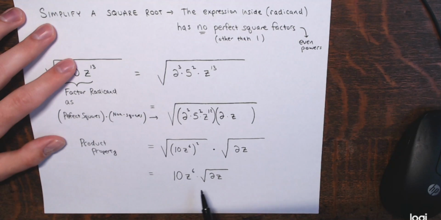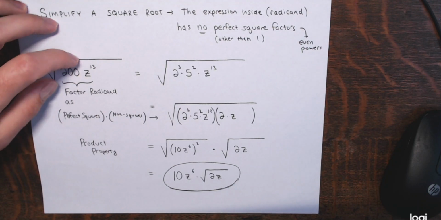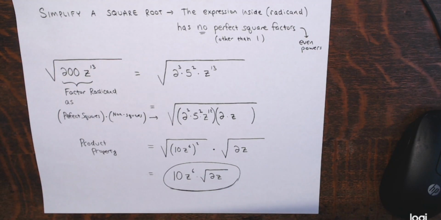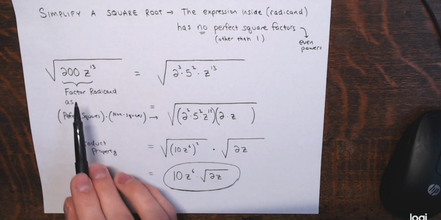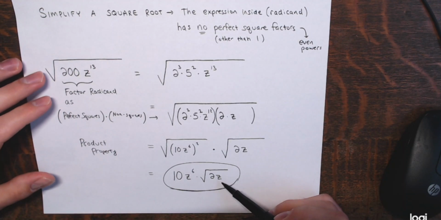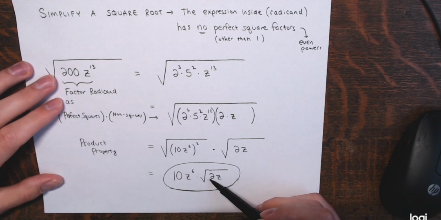And there we have it. This radical expression, this square root expression, is considered simplified. Even though it probably takes more to write this than it did the original, it's considered simplified because the radicand, the expression inside the symbol, 2z, has no more factors that are perfect squares.